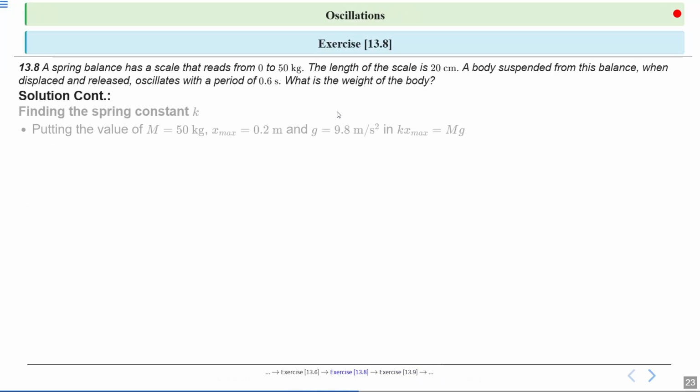So finding the spring constant K. Putting the value of m equal to 50 kg, x max is equal to 0.2 m and g equal to 9.8 meter per second square in K x max is equal to mg. K into 0.2 is equal to 50 into 9.8. So K equal to 5 into 98 divided by 0.2. So solving this, you will get 2450 Newton per meter.